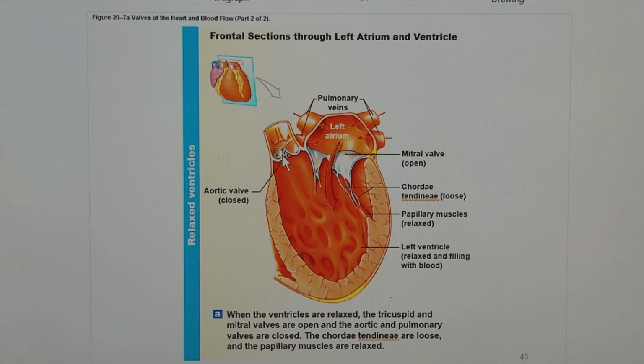The aortic valve is closed. When this ventricle squeezes, it closes this one-way valve here, the mitral valve, but opens these because it's going the opposite direction. So the blood can get out to the system. But we don't want to force it back into the lungs. We just came from there.